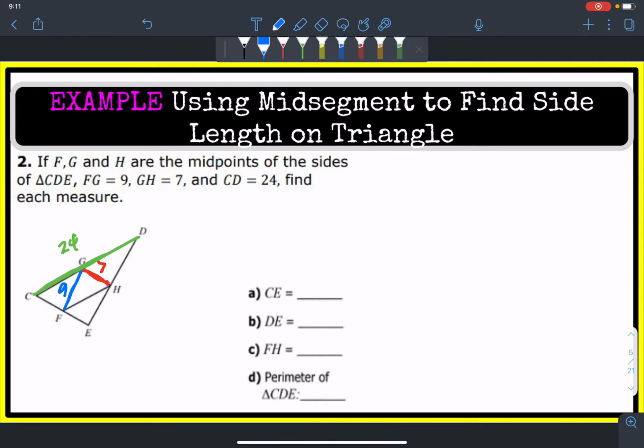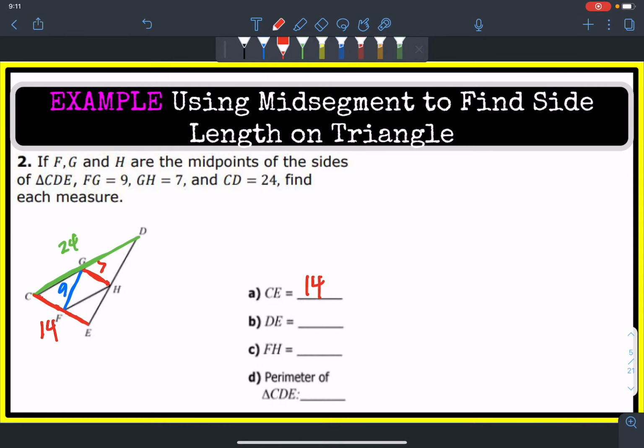So let's start by finding the measurement of CE. Well, CE is this distance down here, which is parallel to this red side of 7. So let me color coordinate this. Using 7, we know that this distance right here would have to be 14.